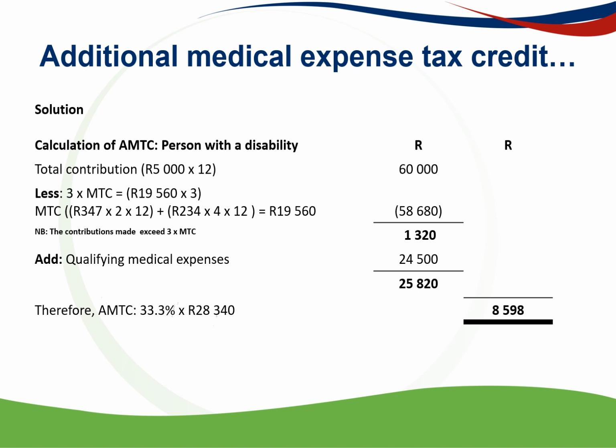This is where the difference comes in. Just take 33% of the 28,340. Your AMTC is now 8,598. Your MTC stayed the same, 19,560. Remember, your AMTC, the additional medical tax credit, the 6B, went to 8,598.